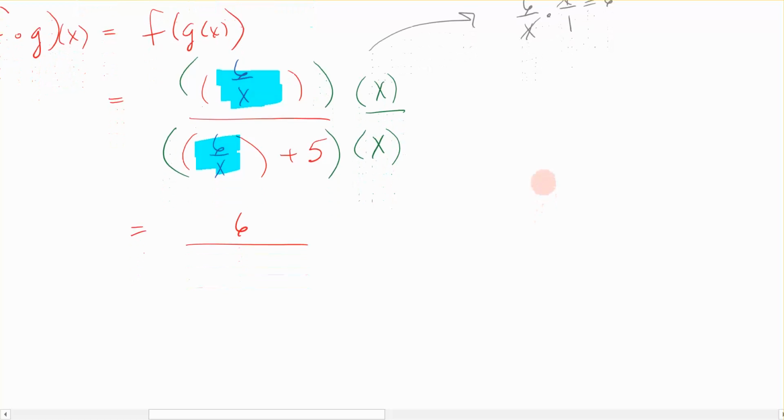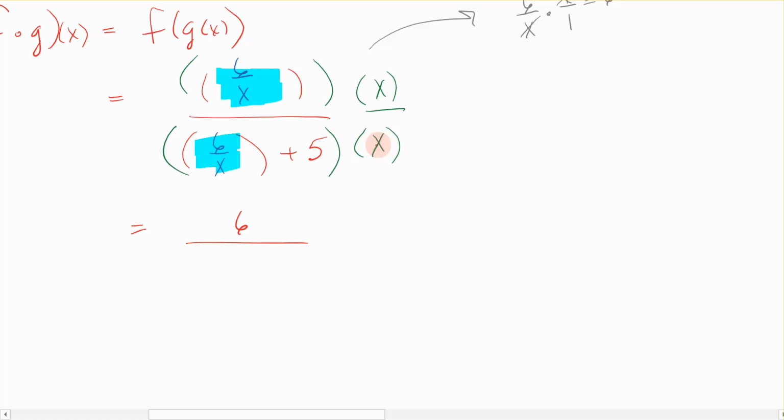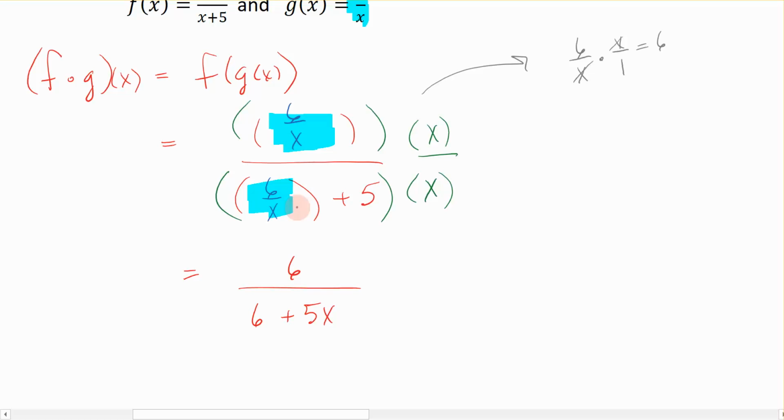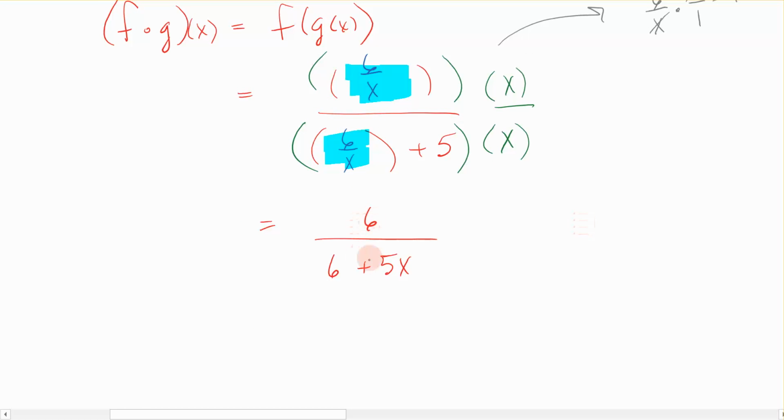Now what's going to happen in the denominator? Again, when I multiply x times 6 over x, I just get 6. And when I multiply x times 5, I get 5x. Now this is a much more reasonable looking rational expression than what we started out with, which was this ugly thing. But if you just multiply through to get rid of the denominator, then it's not that bad. So this is the function we are now dealing with. This is f composed with g of x.